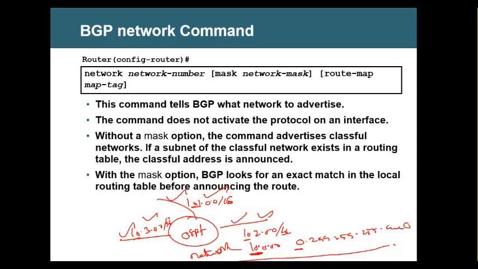In the same way, EIGRP will also run on all these three interfaces. If you don't mention the wildcard mask, if you simply say 10.0.0.0, it is going to run on all three interfaces because all three have 10.